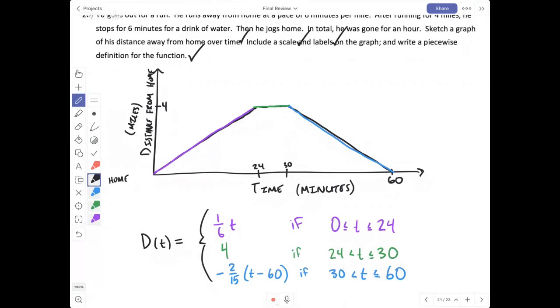Excellent question, Tomas. It does not matter if you define 24 in the first function or the second. You could have put it in either spot. You should definitely define what's happening at 24, and you should not define what's happening at 24 in two different intervals. That would be bad, but it would be just as good to say that t is defined here in green and not here in purple. That would be equally as acceptable, as long.